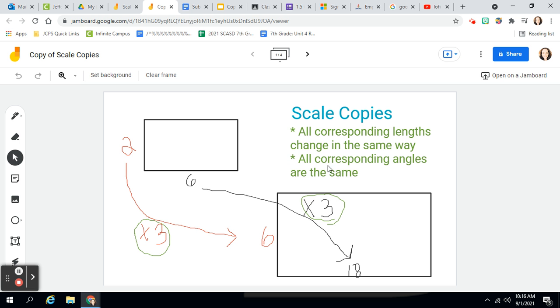We also have to look at the angles for scaled copies, the corresponding angles. Here's an angle in the lower corner, and we're going to find its corresponding angle on the scale copy. And that, again, just simply means it's in the same exact space. Now, I'm noticing this is a rectangle. All the angles are 90 degrees, which is the same here. So all the angles are the same, and all corresponding lengths change in the same way.